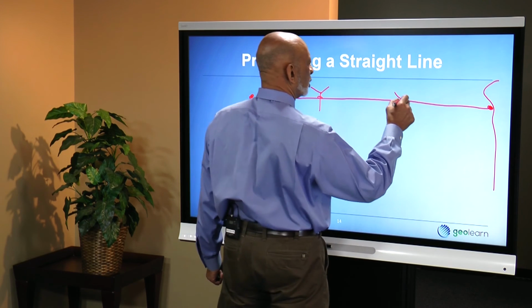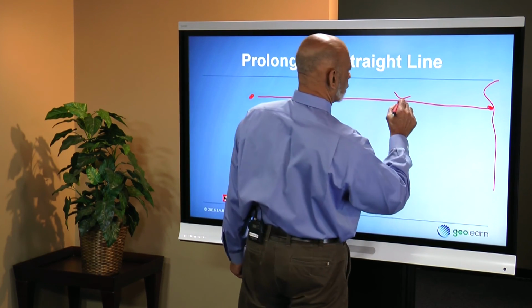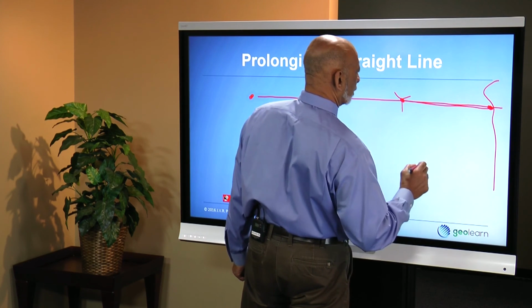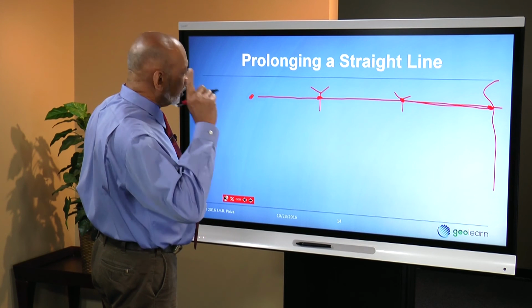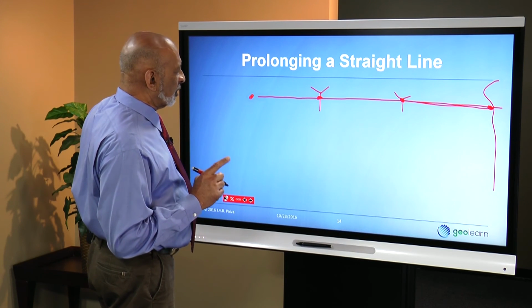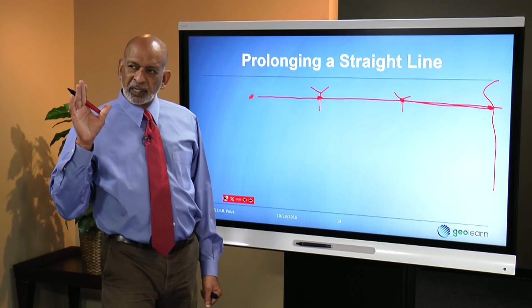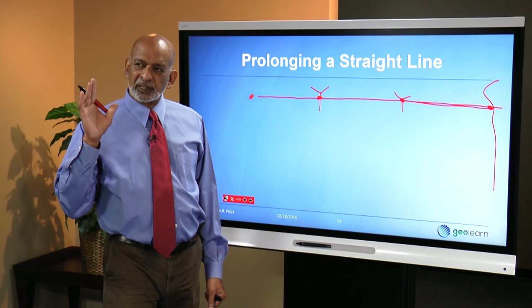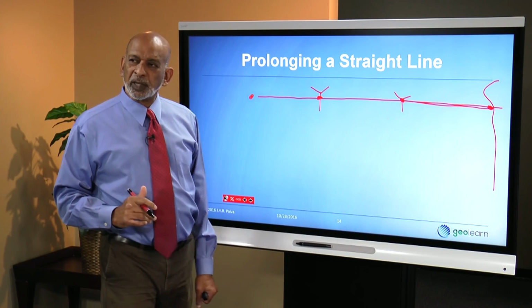Then you would move your instrument here, backsight this point, invert your telescope, and now maybe you're looking at the bank of the creek and you could set a stake where this line intersects. The danger in doing this is that you might have errors in your telescope. Same reason that you do phase 1 and phase 2 measurements, you should also do that here.